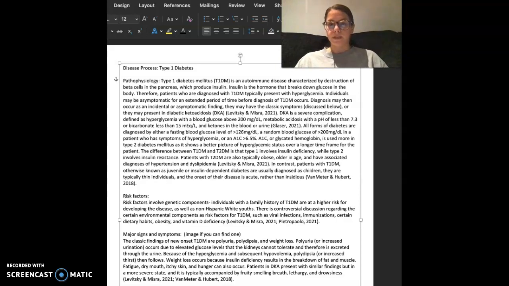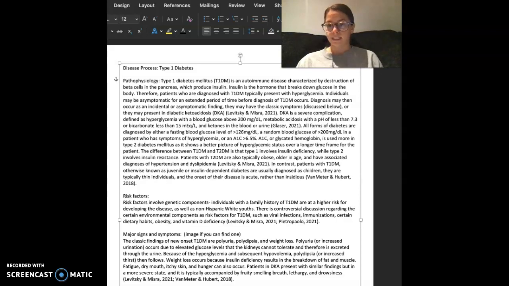Type 1 diabetes mellitus is an autoimmune disease characterized by the destruction of beta cells in the pancreas, which produce insulin. Insulin is the hormone that breaks down glucose in the body. Therefore, patients who are diagnosed with type 1 diabetes typically present with hyperglycemia. Individuals may be asymptomatic for an extended period of time before a diagnosis of type 1 occurs. Diagnosis may then occur as an incidental or asymptomatic finding.